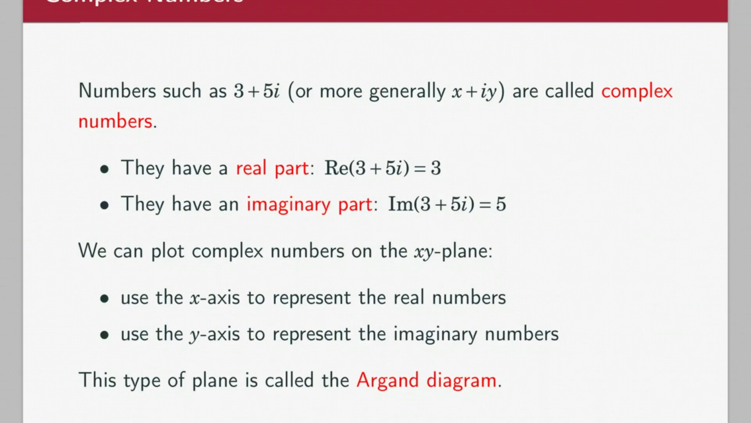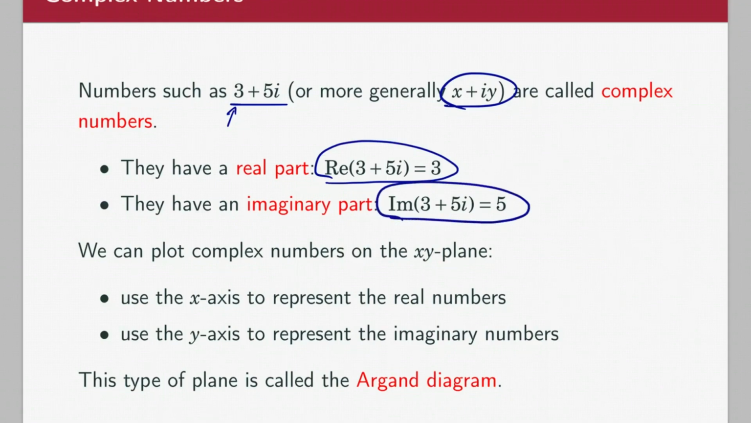Now, 3 plus 5i, or more generally something of the form x plus iy, is what we call a complex number. So when you have a real number, in this case x, plus i times another real number, in this case y, we call that a complex number. Complex numbers have a real part. For example, with 3 plus 5i, the real part is 3, and this is the notation that we use. We put Re out the front, so this reads as the real part of 3 plus 5i is 3. Likewise, this reads that the imaginary part of 3 plus 5i is 5, because the imaginary term is 5i, and the imaginary part we define to be 5.